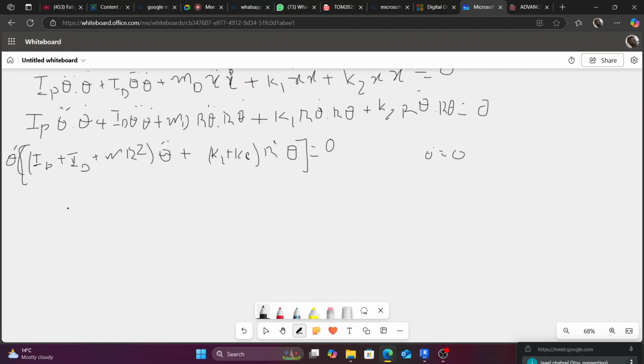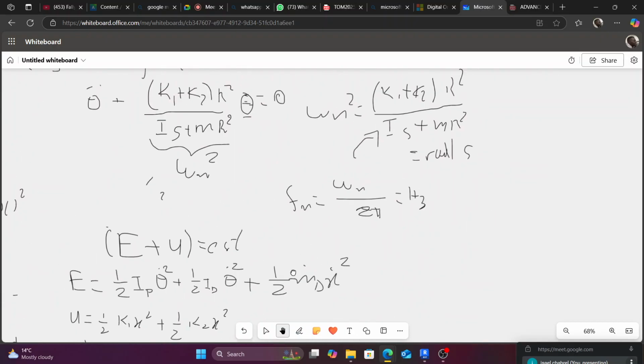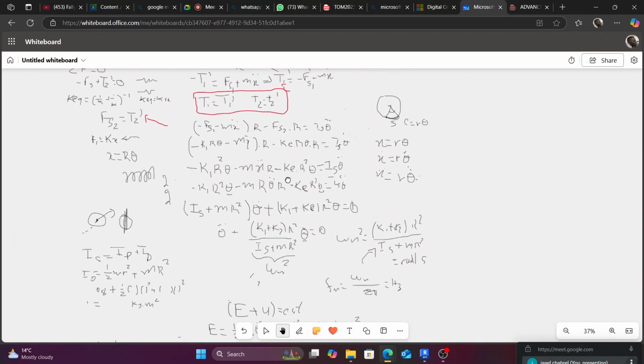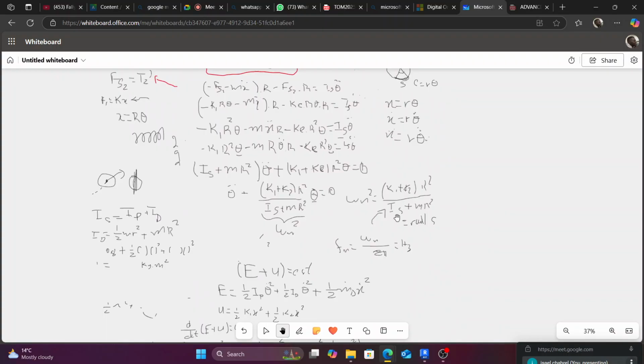So if I write it quickly, do you agree if I make theta double dot alone like this, we'll have K1 plus K equivalent, everything, high pulley I_P, high disk I_D, plus M R squared, theta equal to 0. You do have the same expression. Remember, what is I_S? I_S is I_P plus I_D. You do have the same expression.